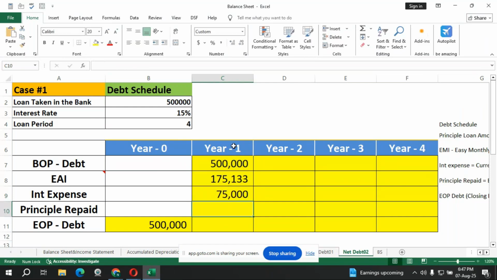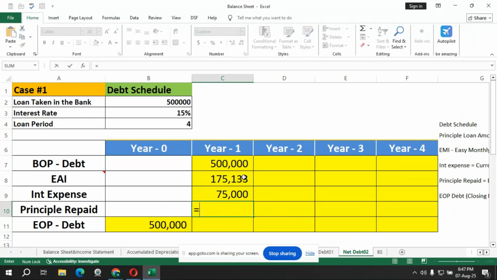This is actually annual for you. It is not like every month you're paying the interest. It is all the annual calculation. Okay. And how do you come to the principal repaid?